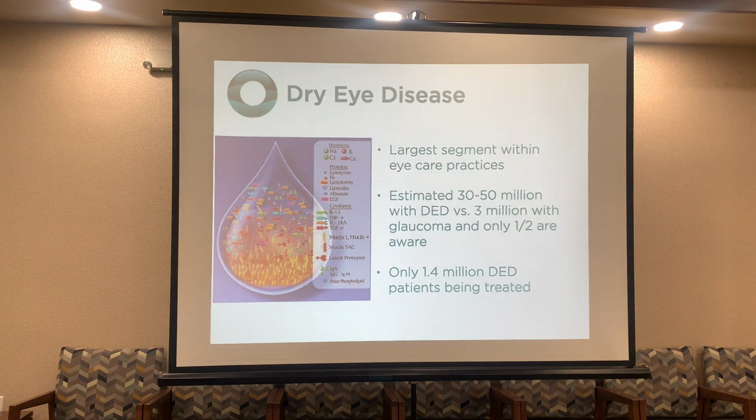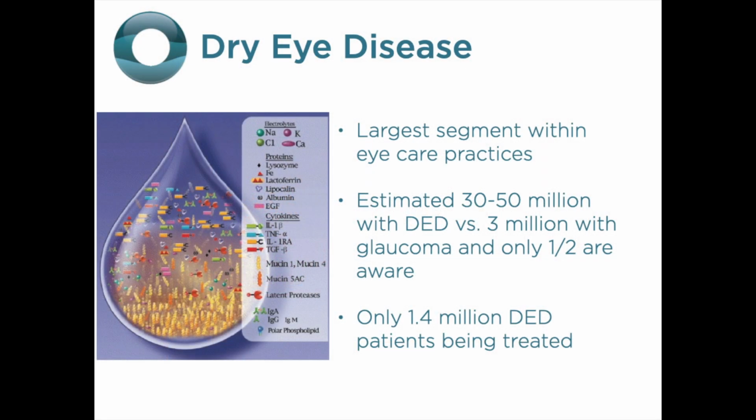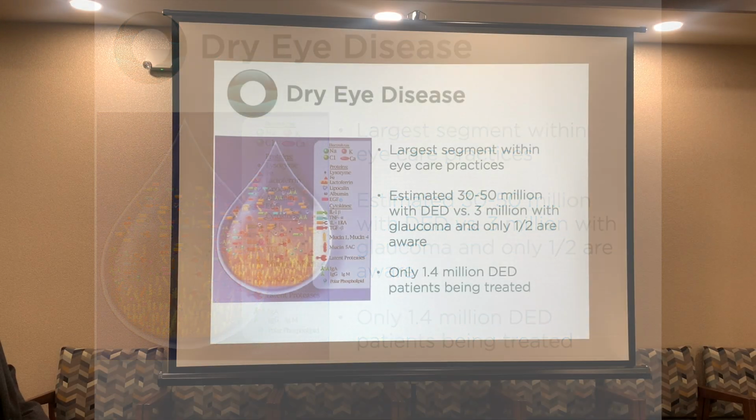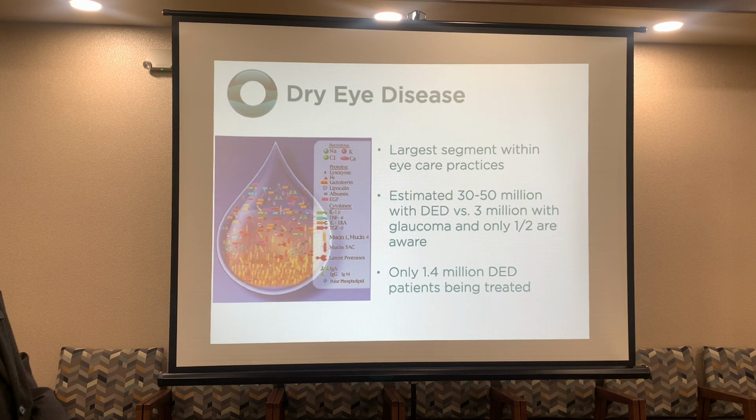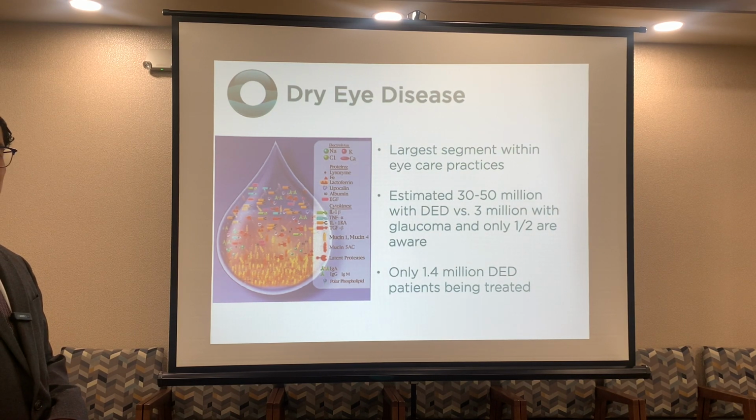So here's a picture of all the particles that are in our tears. You've got electrolytes, proteins, cytokines, the mucin, the lipids. It's very complicated. And some studies say that maybe 80 to 90% of all eye doctor visits across the US are patients that have ocular surface disease.